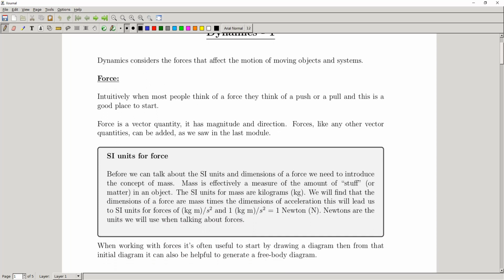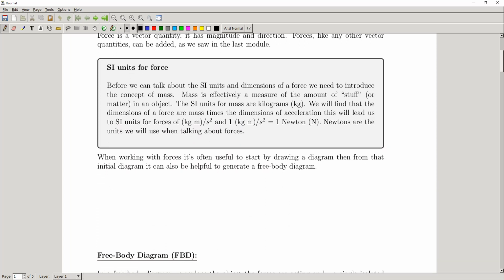We can talk about the SI units for forces, but before we can do that, we need to introduce the concept of mass. And again, mass is another thing that we probably all have a pretty good intuitive understanding of. Mass is effectively a measure of the amount of stuff or matter in an object, right? So the mass just tells us how much stuff is in the object that we're talking about. The SI units for mass are kilograms, and we're going to find that the dimensions of a force are just mass times the dimensions of an acceleration.